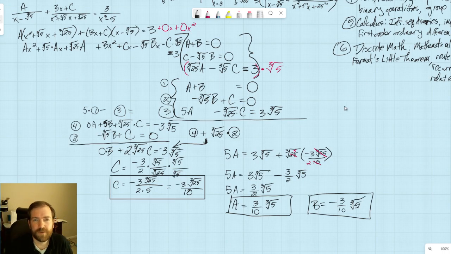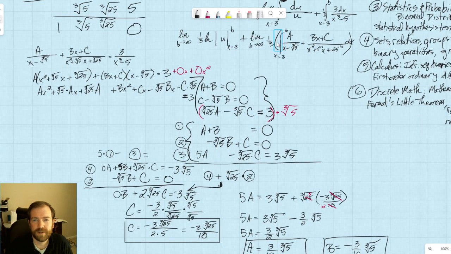All right, so the initial coefficient is just going to be 1/3.